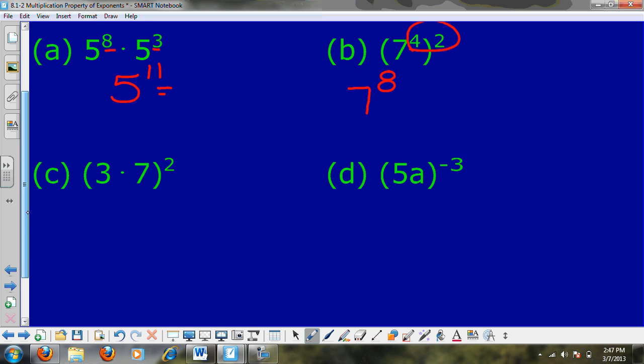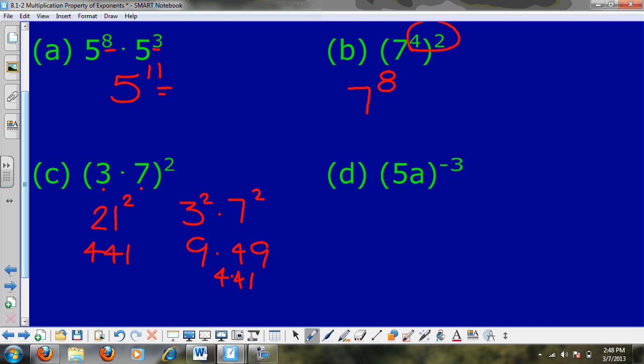Okay, moving on to C. This was our third property. So I can either multiply these together and it becomes 21 squared, or I can say 3 squared times 7 squared. If we actually do the math of that, it would be the same number. 21 squared is 441. We know 3 squared is 9, and we know 7 squared is 49. So 9 times 49, again, is 441. Okay, I would take either of those responses.